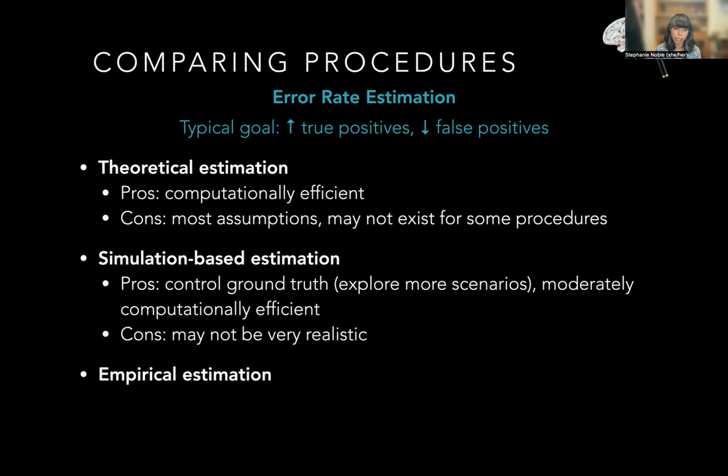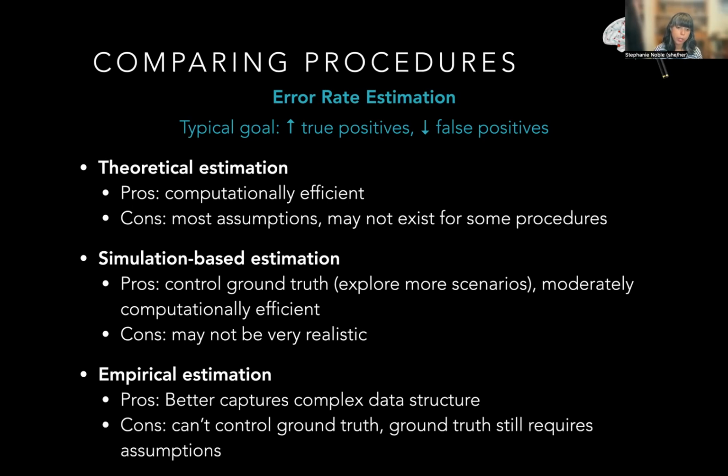So a third possibility is to use an empirical estimation procedure where you're actually using real data, and you might be resampling the data or doing other things to the data to estimate error rates. This is nice because it better captures the complex structure in the data that we talked about. However, you can't really control the ground truth, and you still have to make some assumptions about how you're going to use the real data to define ground truth. And you have to think about ways that might actually not reflect reality.